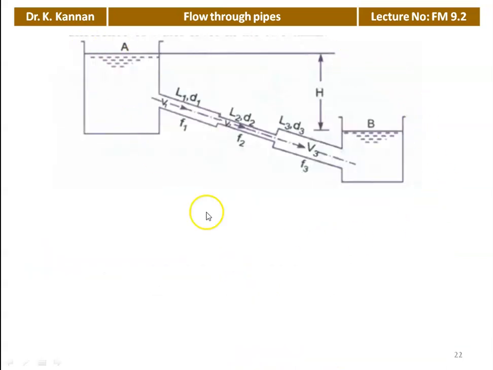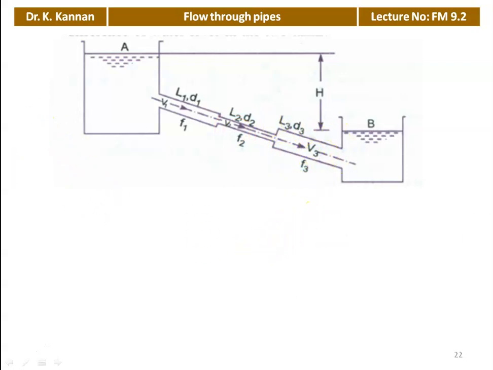So this is the compound pipe, connecting the two tanks A and B, and the head difference between the tanks is H. Now here this is pipe number 1, pipe number 2 and pipe number 3. The length of pipe 1 is L1, diameter is D1, friction factor is F1 and velocity is V1, and for pipe 2, L2, D2, F2 and V2, and L3, D3, V3 and F3. These are all the parameters for pipe 3.